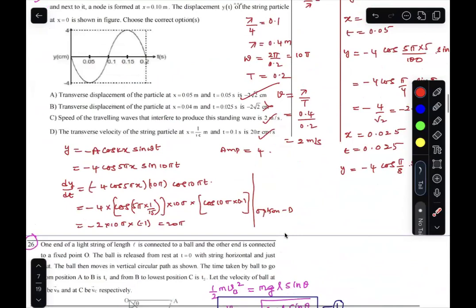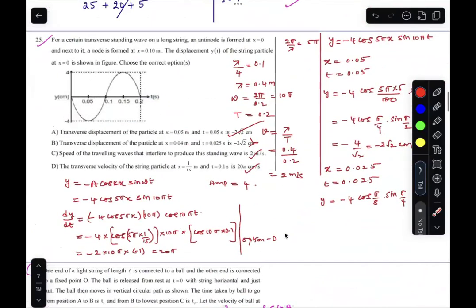Yeah, this question is also a simple question. The only thing is, from the given data I have identified x is equal to 0, x is equal to 0.1, say lambda by 4. I have identified lambda. From the time period, I have identified omega. I have identified the speed of the wave. At least in the worst case, one option you can do, 1 mark at least.